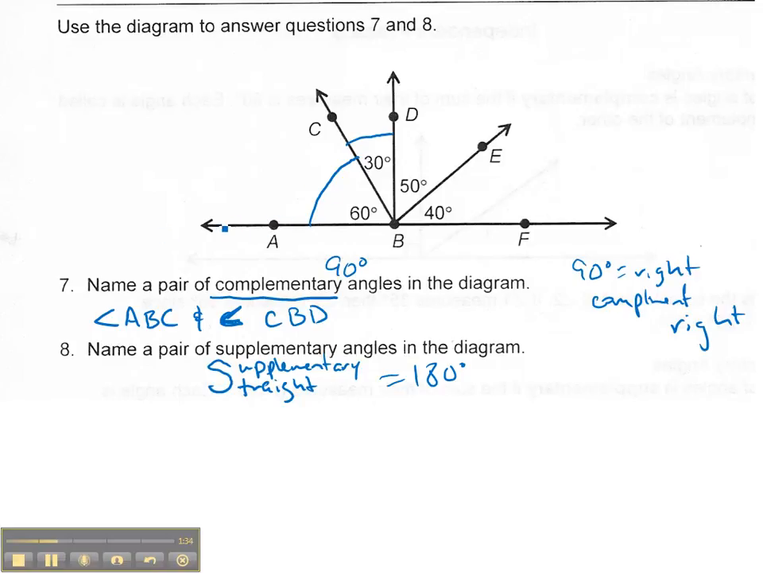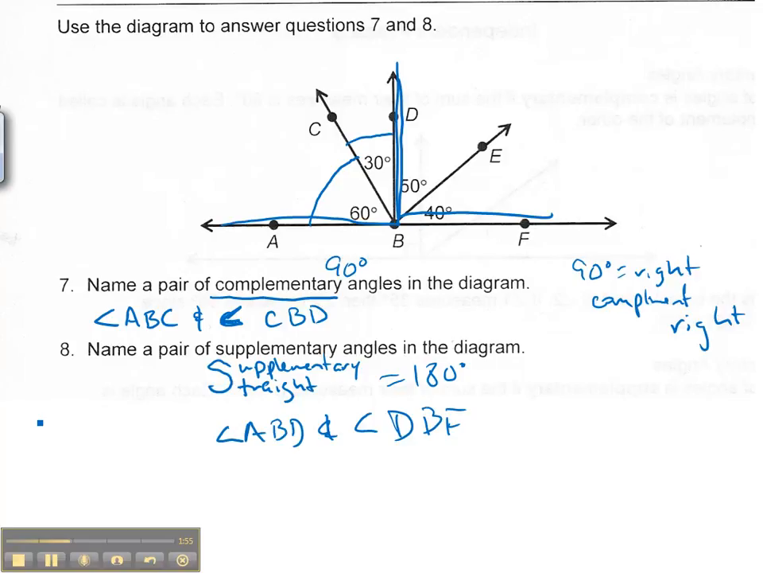We can find a 90-degree angle right here, ABD, and its supplement would be another 90-degree angle, and there's another one, DBF. There are some less obvious answers, quite a few possible answers to this problem actually, so see if you can find another one.